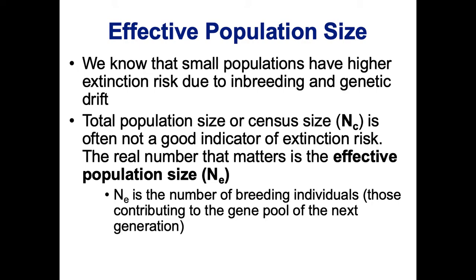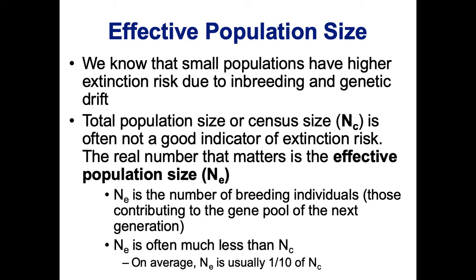So the population could be very large, but if only a couple of individuals are breeding and passing their genes on, then that large total population size doesn't really matter. And some species have really weird breeding systems, mating systems, that mean that their population size doesn't always correlate with their effective population size.